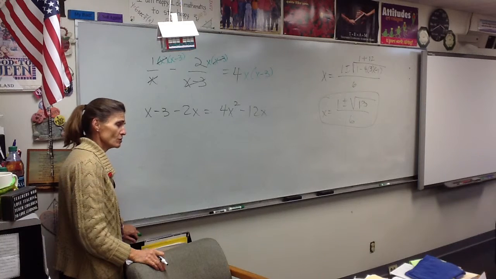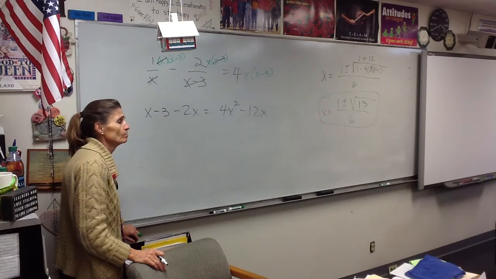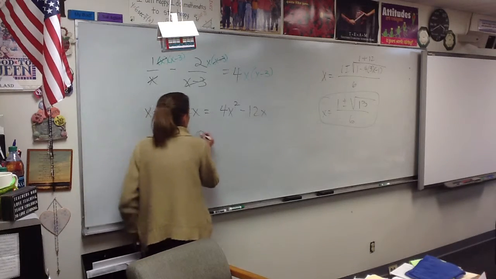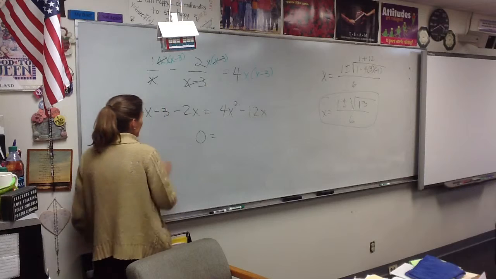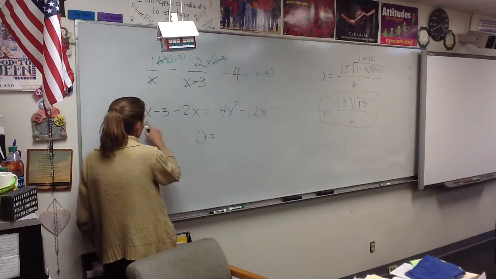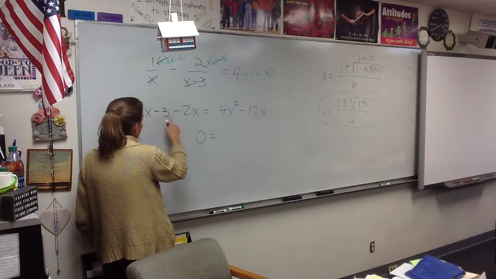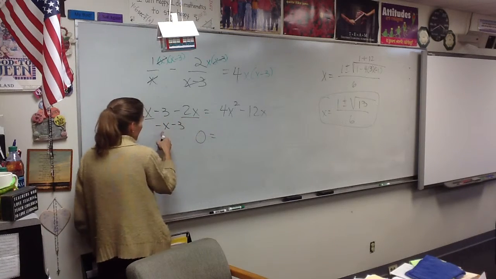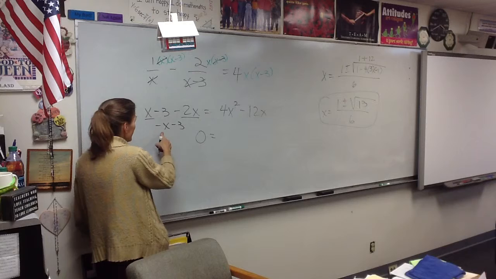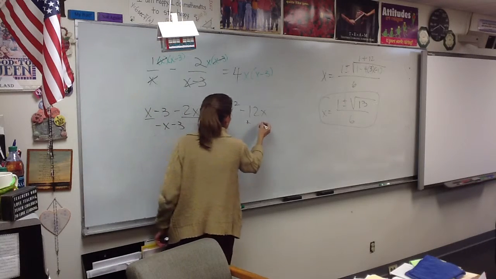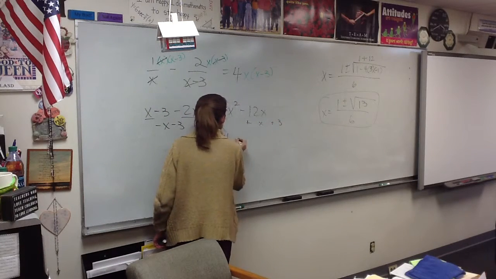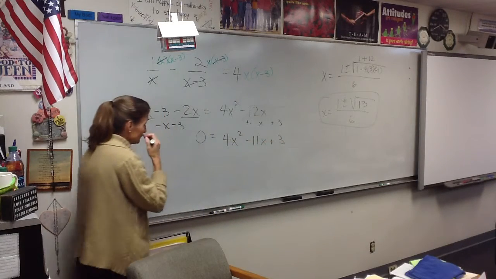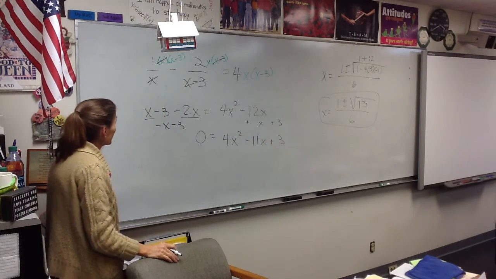Okay, what am I going to do with this mess? Get it all on one side? So I like to have my x squared positive, so I'm going to move everything that way. Oh wait, first of all, let's see. This becomes negative x minus 3. If I add these two together, I get negative x minus 3. So I'm going to add an x and add a 3. So 4x squared minus 11x plus 3. Double check my arithmetic.